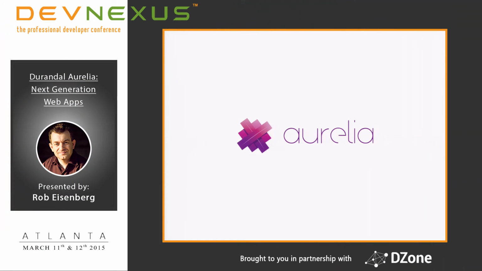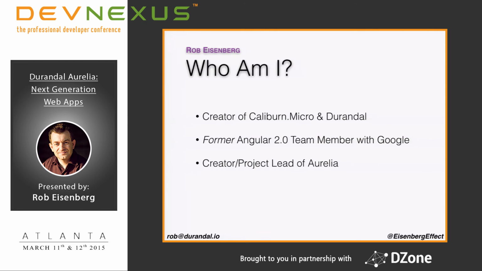Thank you for being here today, and obviously we're talking about Aurelia. And who am I? Who's this guy up here talking to you about this strange thing? My name is Rob Eisenberg. I've been working in open source for about 10 years now, primarily building frameworks for front-end development.